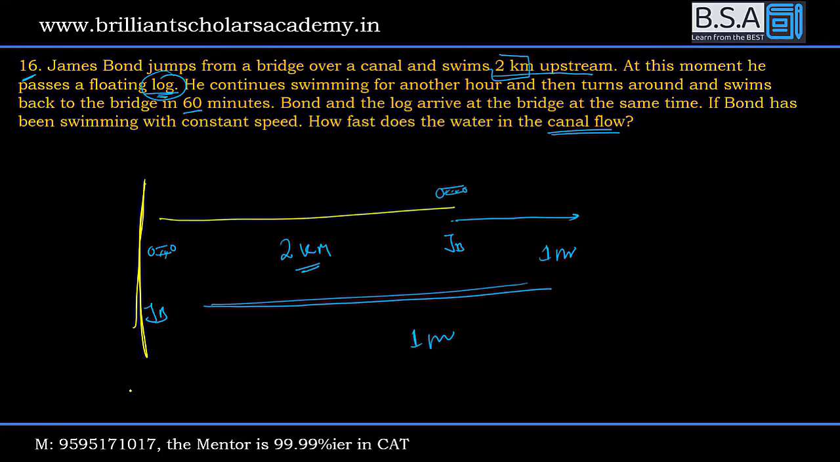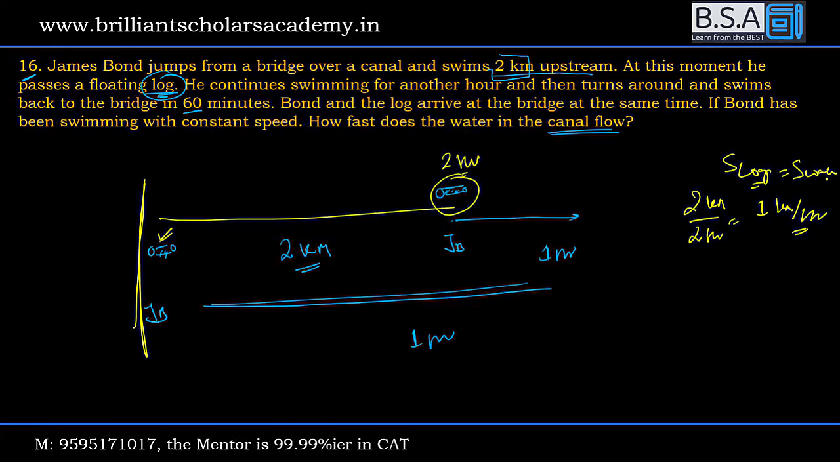So I need you to observe here, by simple logic, when this person went 1 hour and when this person came back 1 hour, the log has traveled 2 hours. In 2 hours, the log has reached here. So 2 kilometers traveled in 2 hours, 1 kilometer per hour is the speed of the log. And that is the speed of water, because log का अपना तो कोई speed नहीं होगा ना. Log is traveling at the speed of canal water.